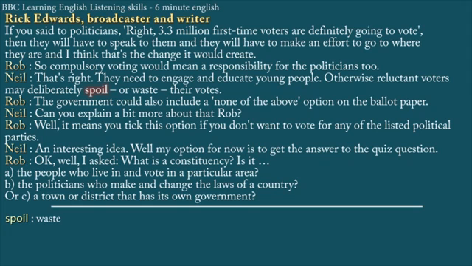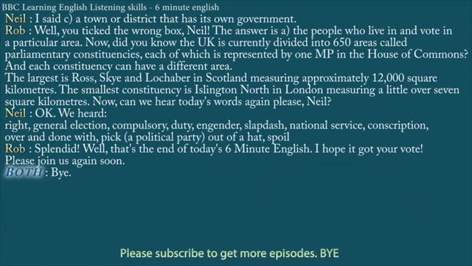OK, well, I asked, what is a constituency? Is it A, the people who live in and vote in a particular area? B, the politicians who make and change the laws of a country? Or C, a town or district that has its own government? And I said C, a town or district that has its own government. Ah, well, you ticked the wrong box, Neil. The answer is A, the people who live in and vote in a particular area.